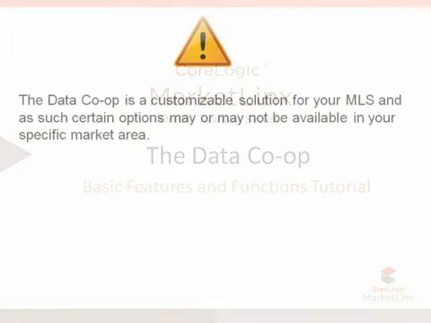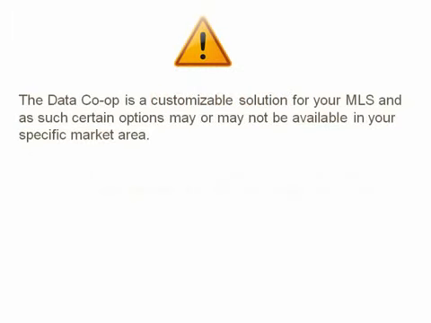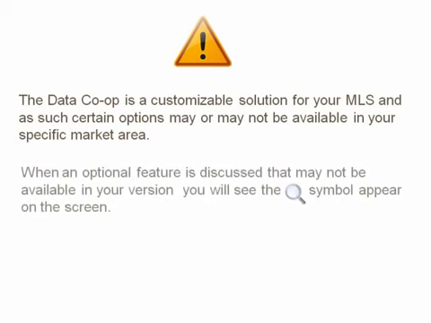The Data Co-op is a customizable solution for your MLS, and as such, certain options may or may not be available in your specific area's configuration. When an optional feature is discussed that may not be available in your version, you will see the magnifier symbol appear on the screen. Let's begin.